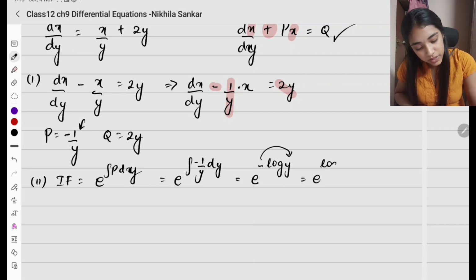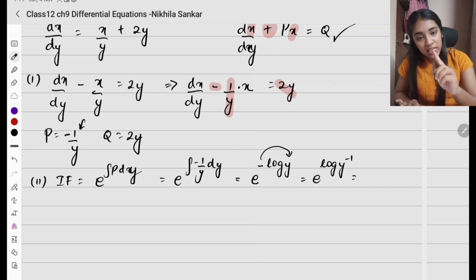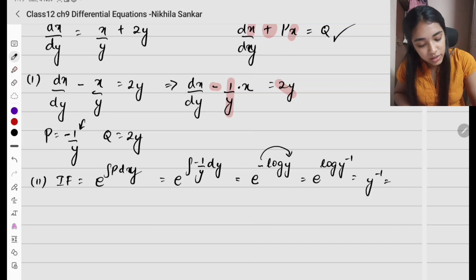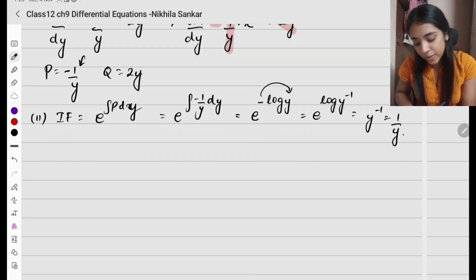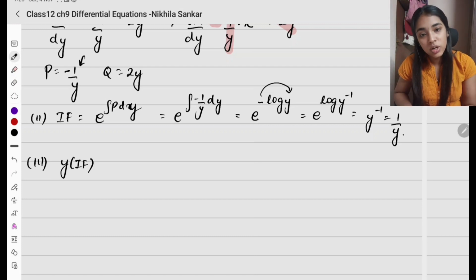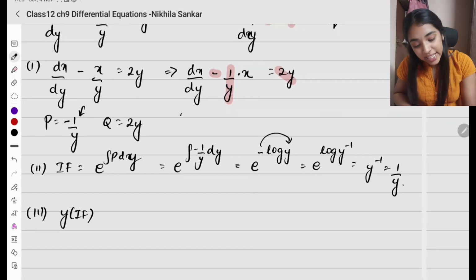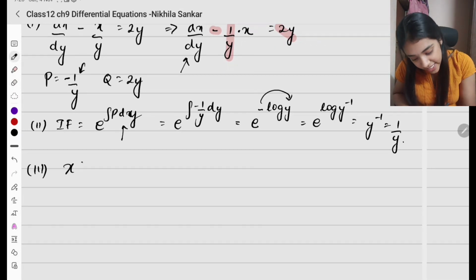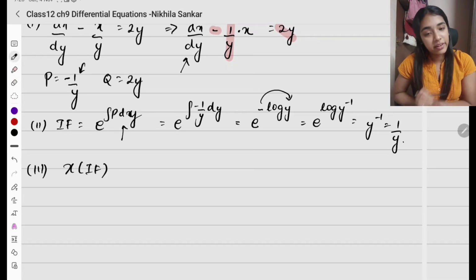So, I have e to the power log y to the power minus 1. This is going to be e to the power of log of some function, which is the function itself. So, I have y to the power minus 1, which is 1 by y. Now, the third step: what do we usually do? We do y times the integration factor. But here you have taken dx by dy and you are integrating with respect to dy. So, here you are supposed to have x times the integration factor.